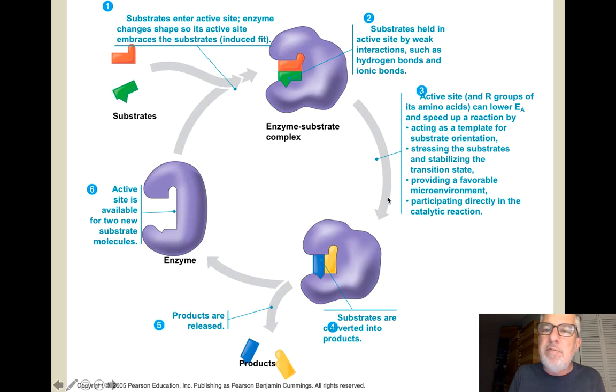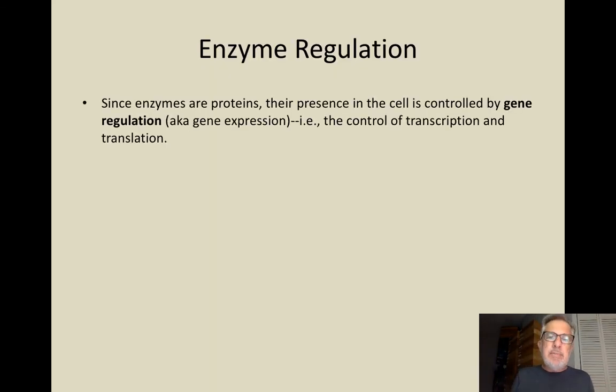And that's more advanced chemistry. You're not going to need to know that for this course. I just wanted to give you some idea of the way biochemists think about that. Since enzymes are proteins, their presence in the cell is controlled by gene regulation. So one way a cell can control enzymatic reactions is by controlling whether or not the enzymatic gene is expressed, the control of transcription and translation of that gene.